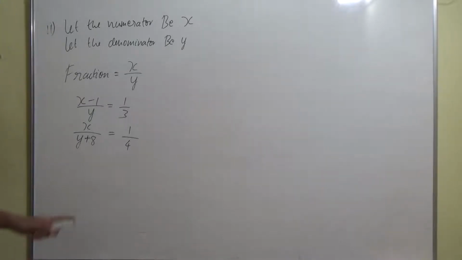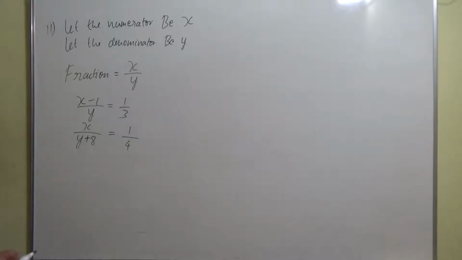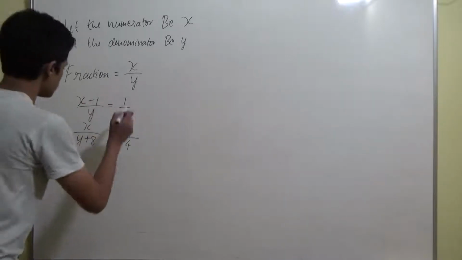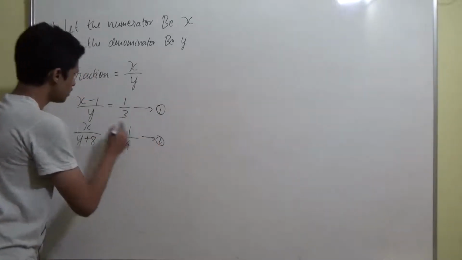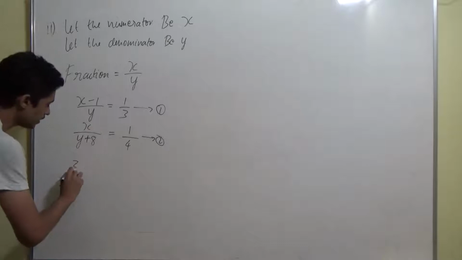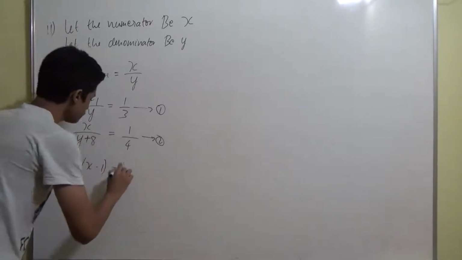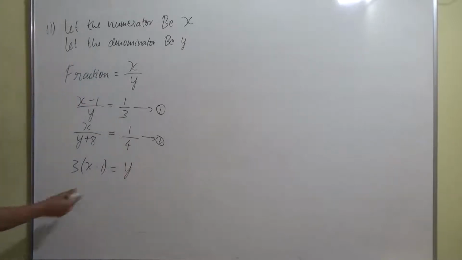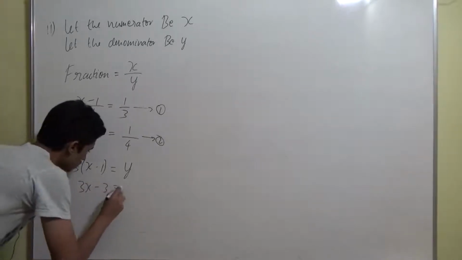So what will we do now? We will cross multiply and bring them into non-fractional form, and then we can solve it using any method. As they have not specified any method, you can use any method. So let's cross multiply them first. Let's consider these as equation 1 and equation 2. After cross multiplying, you will get 3 into x minus 1 equal to y. Then let's bring all the variable terms to one side and all numerical terms to the other side. 3x minus 3 equal to y.